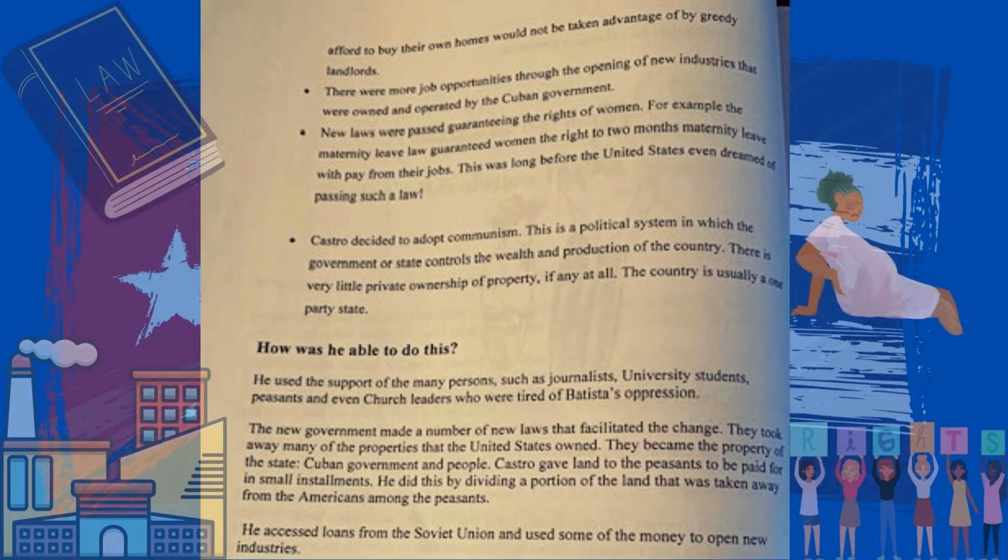Castro's revolutionary government established housing schemes for the masses. In addition, he ordered the reduction of utilities and rent, so those who could not afford to pay were not taken advantage of by greedy landlords. There were more job opportunities, new industries. The government would have owned these businesses and this would have provided jobs for the masses.